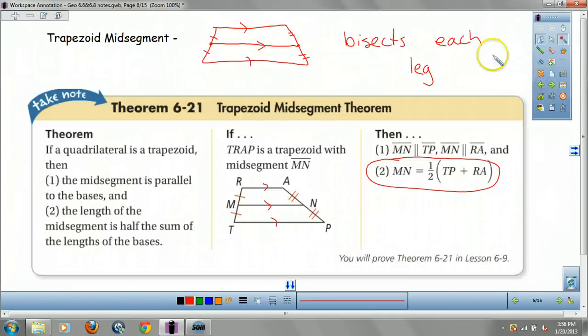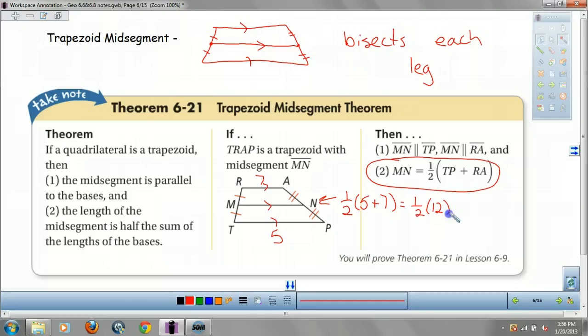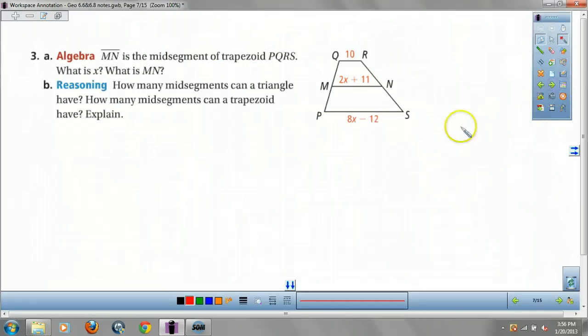Let's try it. I want to do a quick one first. So let's say this was 5 and this was 7. Then MN would be 1/2 of 5 plus 7, which is half of 12, which is 6. Okay? That's just showing you what we're going to do.